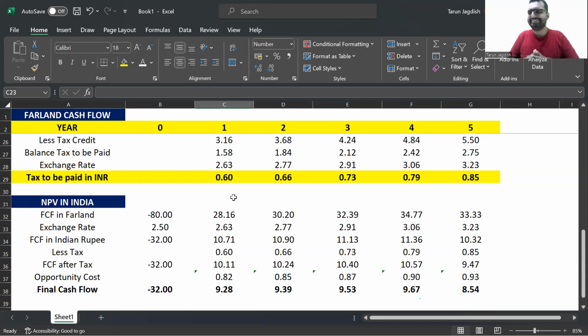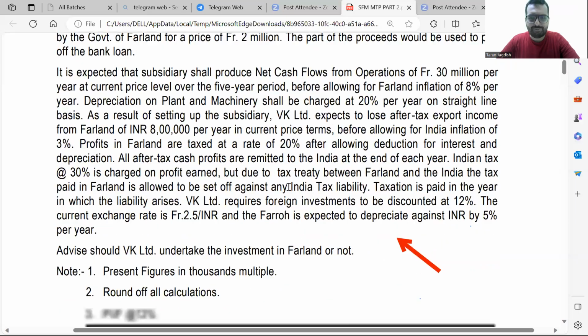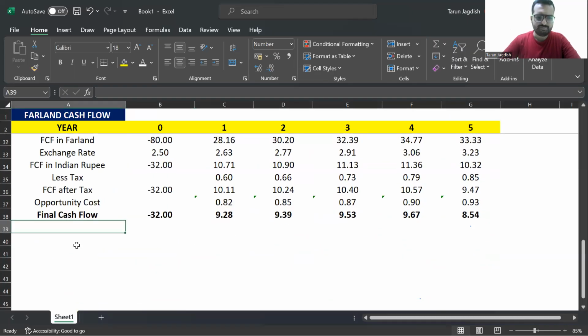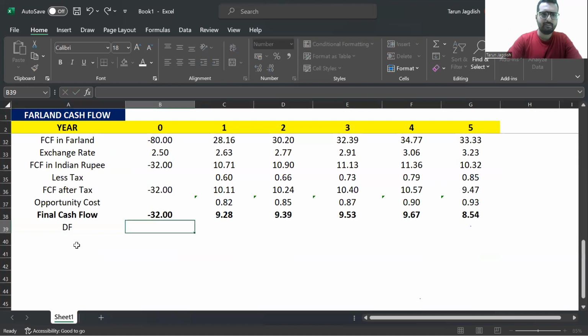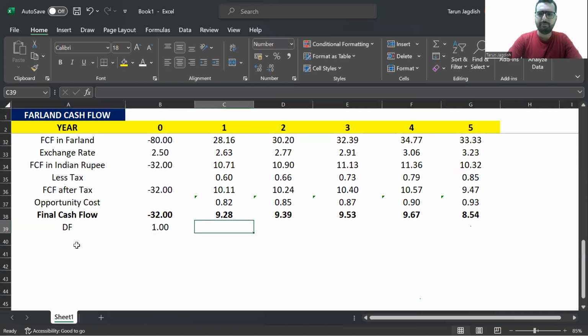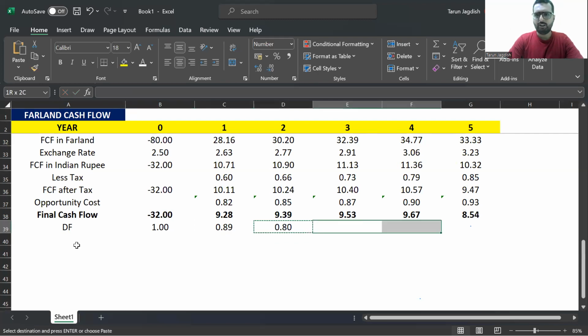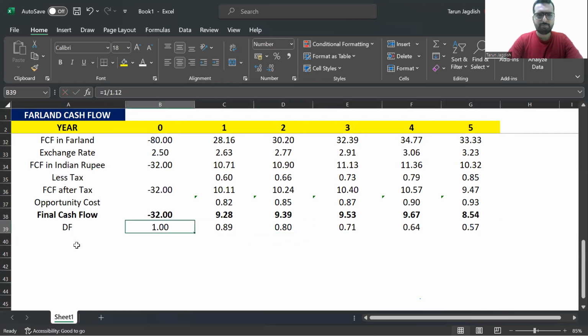Thank you, sir. So we get the final cash flow, friends. The only discount factor is left. Please cooperate. Where is the discount factor? 12%. Here it will be 1 divided by 1.12. Have they told anything about perpetuity? Please pray that they haven't told.